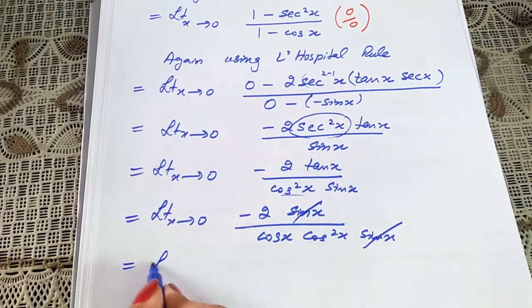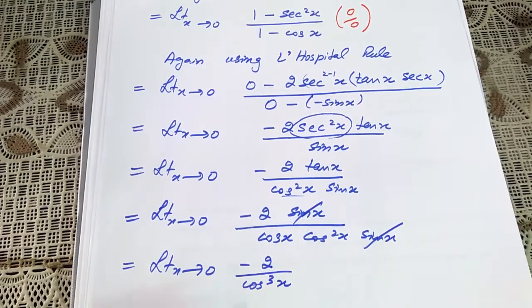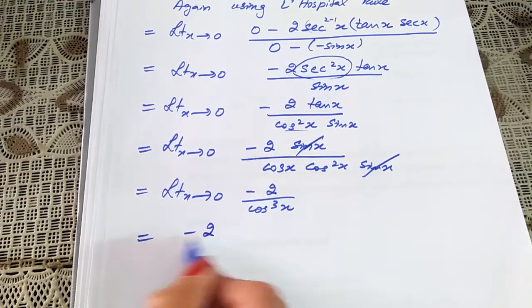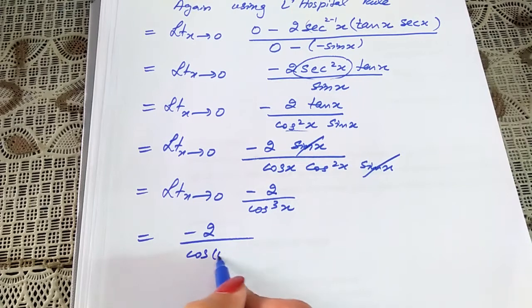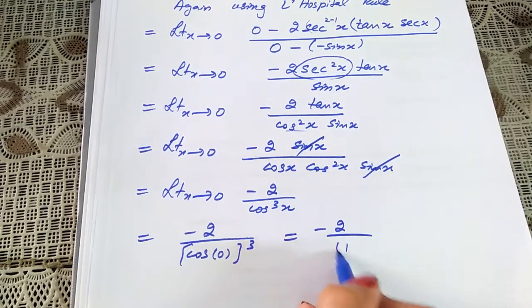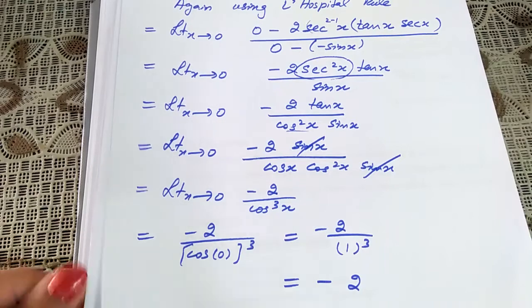We got limit x approaches to 0 minus 2 cos cube of x. Now apply the limit. Minus 2 cos of 0 whole cube. We will get minus 2 over 1 cube. So this answer will be equals to minus 2. Question number 4.